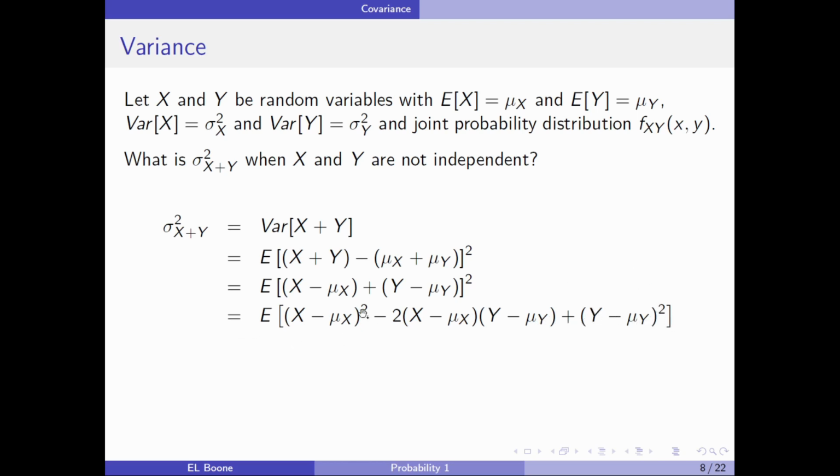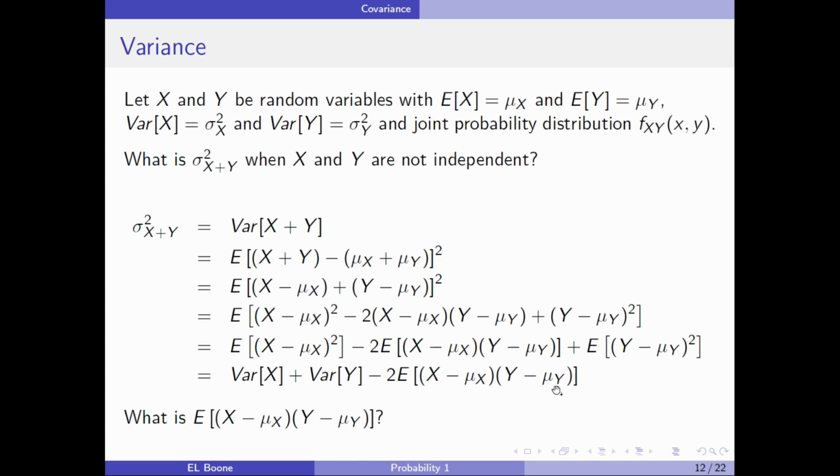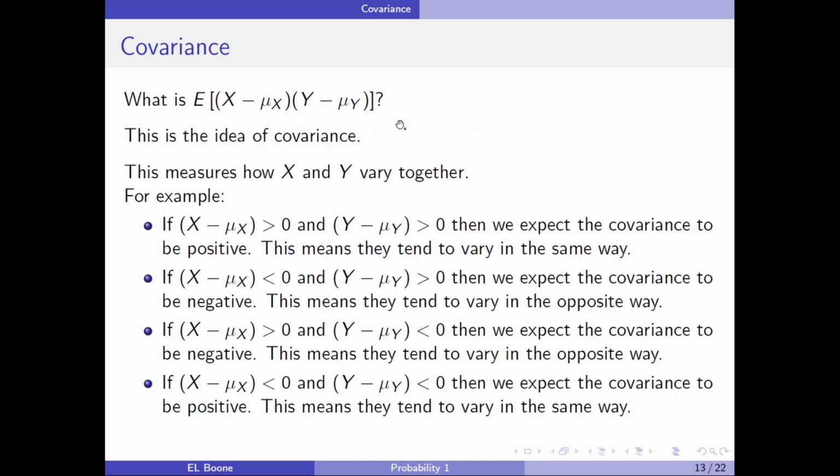Now, we're seeing pieces here that we've seen before. So let's look at that. When I run the expectation operator through, I end up with a piece here that I've seen before, and I end up with a piece here that I've seen before. But this thing in the middle I haven't really dealt with before. This piece is the variance of x. This piece is the variance of y, and notice there's a plus sign on here. And then we have this minus 2 times the expected value of x minus mu x times y minus mu y. And that makes you go, what is that thing? This is the thing we're talking about. This is covariance. So this is the idea of covariance.